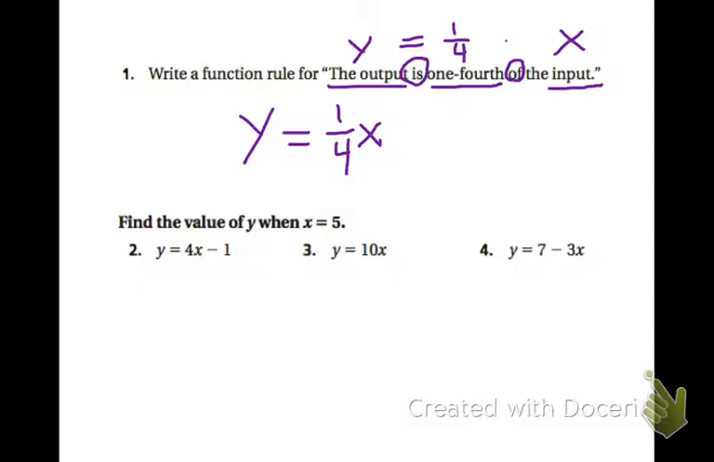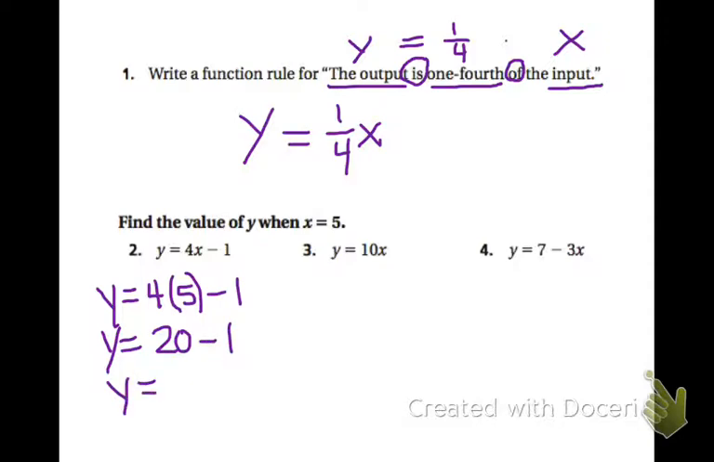So in finding the value of y when x is 5, this is using substitution. We've been doing this a lot. So y would be equal to 4, and then substitute in the value that they're telling you, 5, minus 1. So y is equal to 20 minus 1, which means the output in this case would be 19.